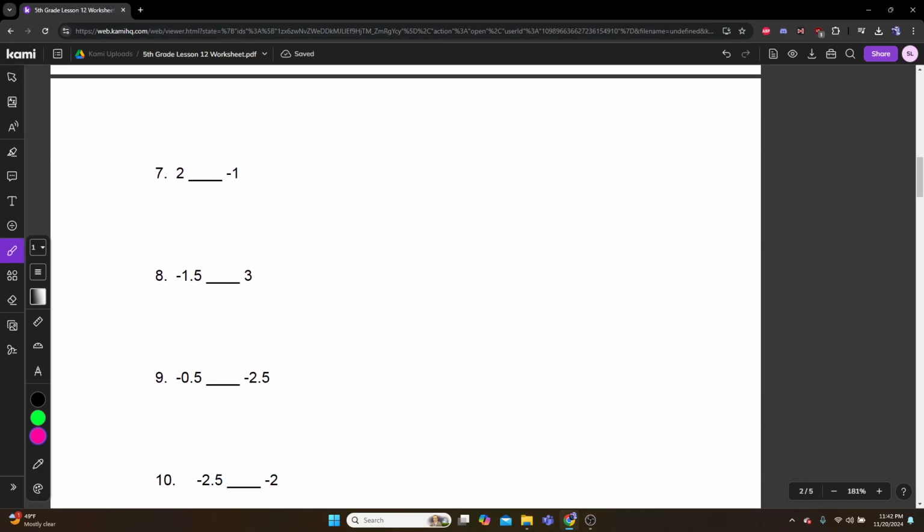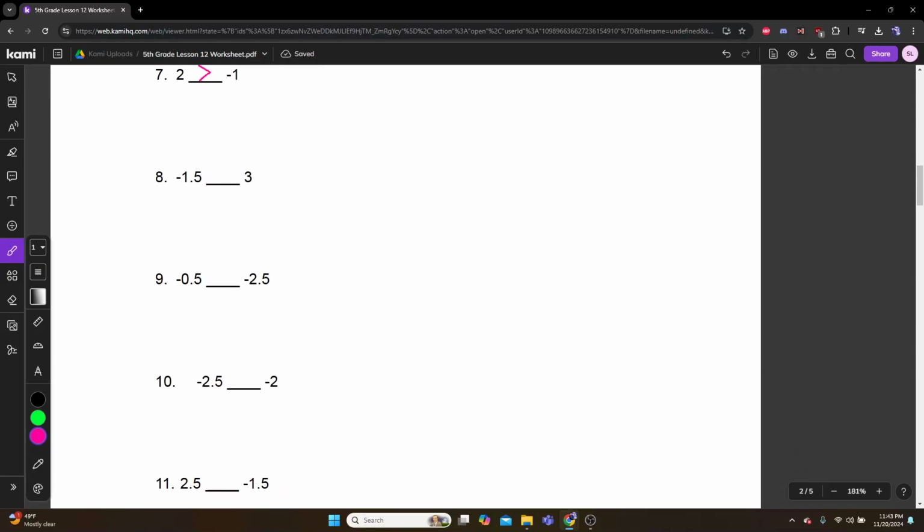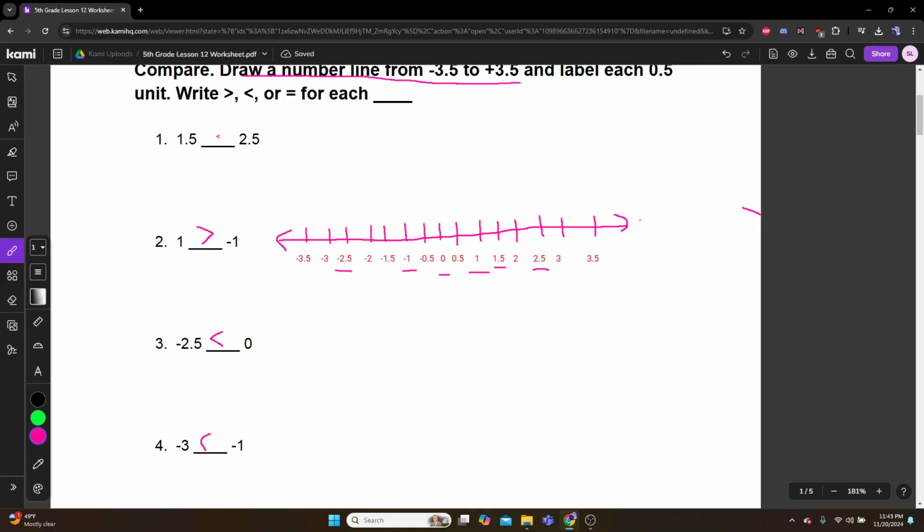And then for these, we could try them without the number line. So we know that since it's 2 and negative 1, and negative 1 is a negative number, that means that a positive number will be greater than it no matter what. So this 2 is greater than negative 1. Same case for number 8. 3 is greater than negative 1.5. And then for number 9, both of these are negative numbers, and although 2.5 is a larger number than 0.5, since we're in the negatives, this would mean that negative 0.5 is larger because, if we look up here, negative 0.5 is closer to the right than negative 2.5.